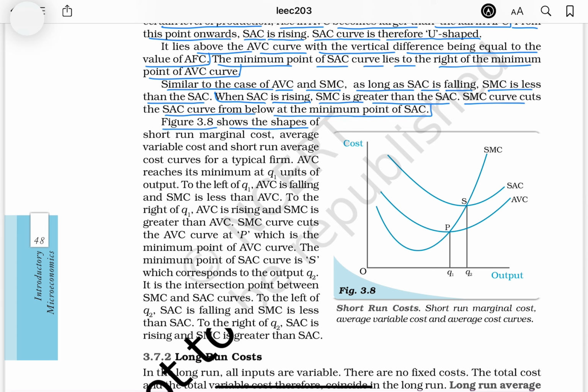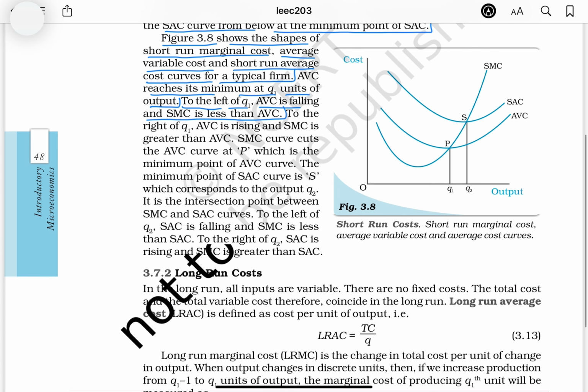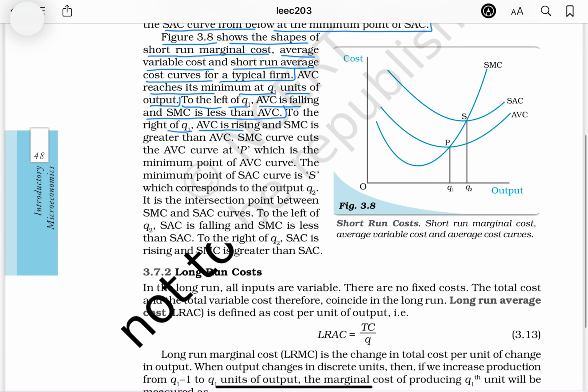Figure 3.8 shows the shapes of short-run marginal cost, average variable cost, and short-run average cost curves for a typical firm. AVC reaches its minimum at Q1 units of output. To the left of Q1, AVC is falling and SMC is less than AVC. To the right of Q1, AVC is rising and SMC is greater than AVC. The SMC curve cuts the AVC curve at P, which is the minimum point of the AVC curve.